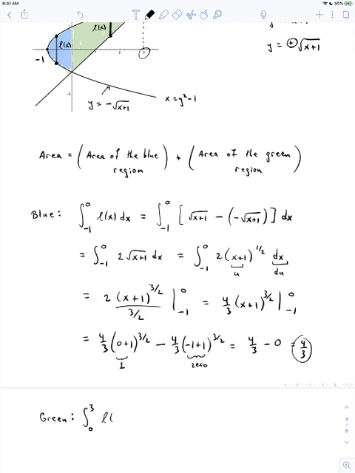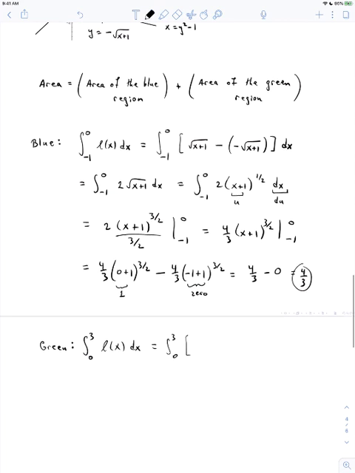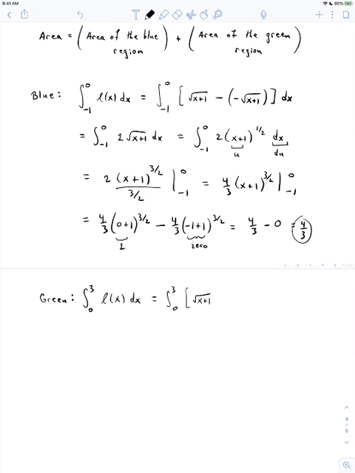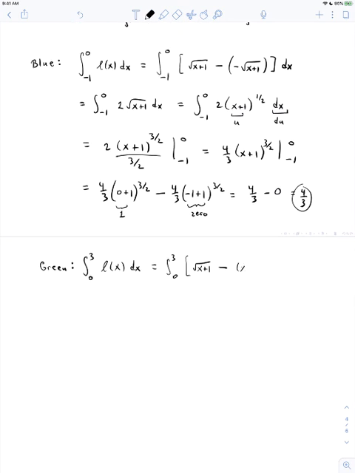And now we're going to integrate L of x dx, but in this case, it's a different formula for L of x. Again, though, we want to do the upper curve minus the lower curve. The upper curve is still the same, so it's the square root of x plus 1, minus, but now the thing that we're subtracting, the lower curve, is x minus 1. So we're going to just subtract x minus 1 dx. So this is the integral from 0 to 3 of (x plus 1)^(1/2) minus x, minus a minus 1 is plus 1, dx.